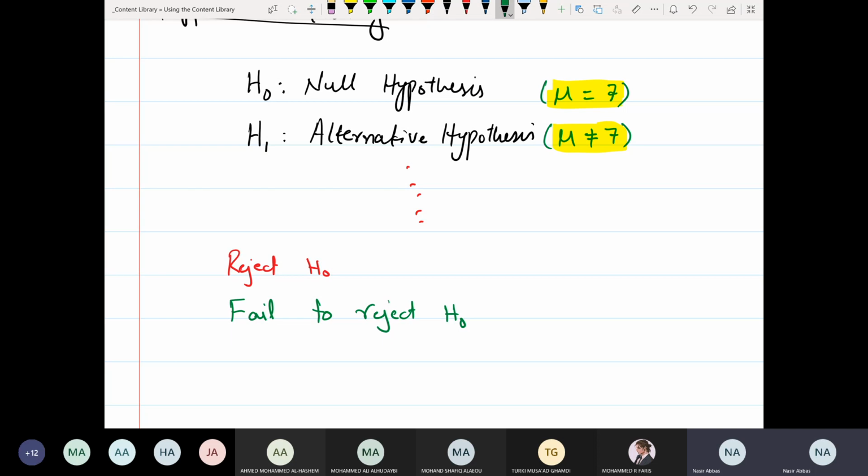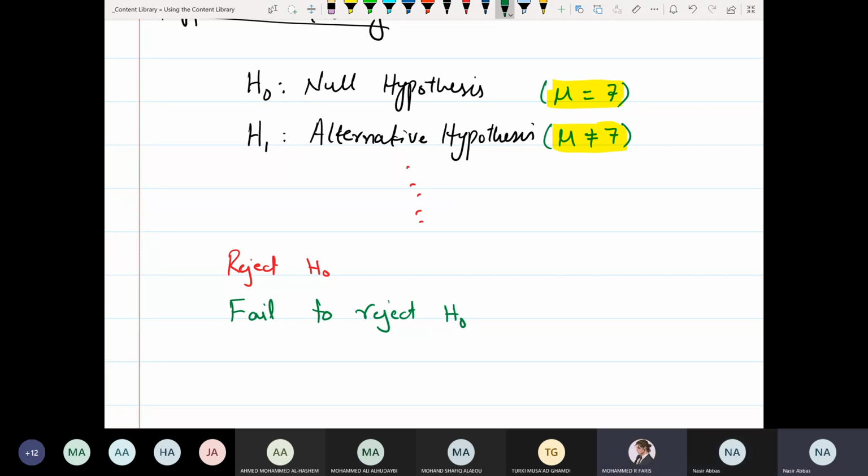When you reject H naught, does this mean that H naught is false? Anyone? I want you to participate. No. Anyone else? I think so. When we reject H naught, does this mean H naught is necessarily wrong? No. Is it possible that it may be right and you reject it? Yes.